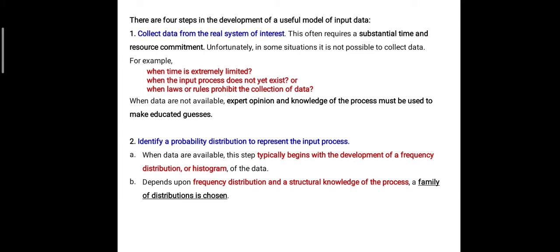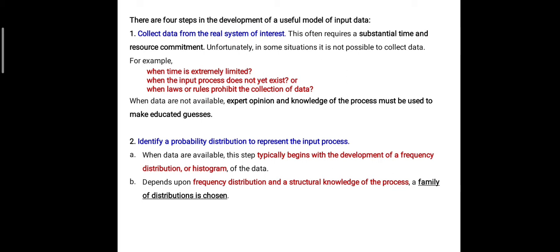So there are 4 steps in the development of a useful model of the input data. They are: first, collect the data from the real world system of interest. Here this often requires substantial time and resource management. Sometimes unfortunately it is not possible due to the following situations: when the time is extremely limited, when the input process does not yet exist, and when the law or rules prohibit the collection of the data.